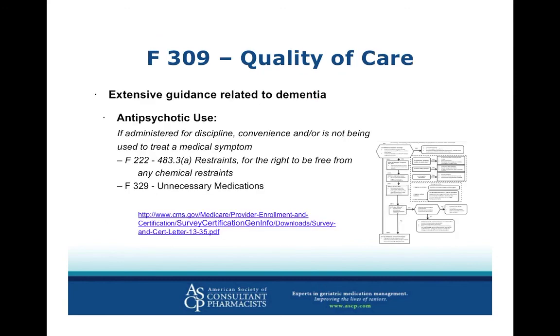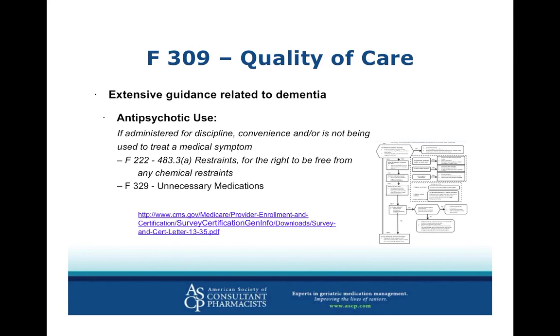The other thing is that F-tag 329 provides guidance, but there are other F-tags that are focused on nursing alone, and I'll give you an example. F-tag 309 focuses on quality of care, but within that F-tag there is some talk about antipsychotic use. And so if you look at whether it's administered for discipline, convenience, or is not being used to treat a medical condition, we have to look at, are we using this antipsychotic as a chemical restraint?